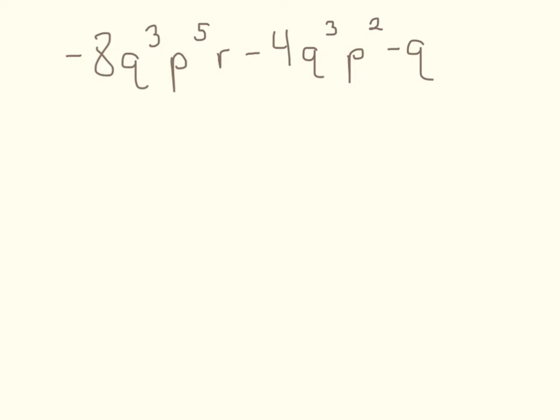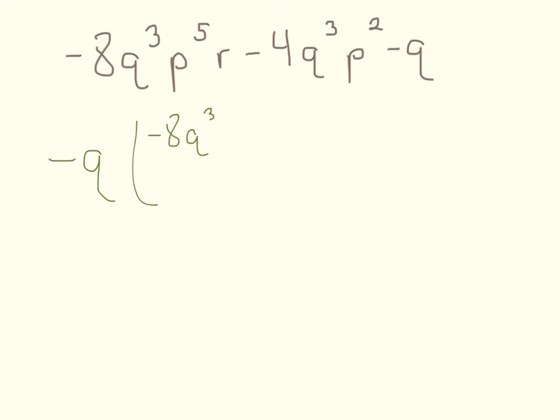Okay, with this next example, we're going to again try to find the greatest common factor. So if you look at your coefficients, you have a -8, -4, and -1. Other than 1, nothing will go into all those numbers, but they do all have a negative. So we'll put a negative. Then let's check our letters. We have Q. All of them have at least one Q. The smallest exponent is 1. So we'll just do Q. Then they don't all have a P, and they don't all have an R. So negative Q is your greatest common factor.